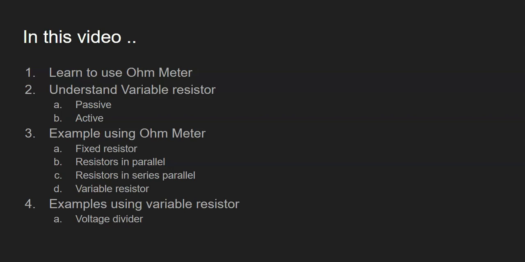In this video, you're going to learn how to use the Ohm meter and also understand how to use a variable resistor. There are two categories: one is the passive and the other one is active. You're going to see how to measure the resistance of a fixed resistor, resistors in parallel and resistors in series parallel, and also the resistance in a variable resistor. And I'm going to show you how to build a voltage divider using the variable resistor.